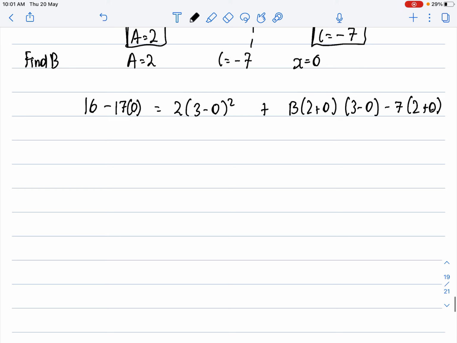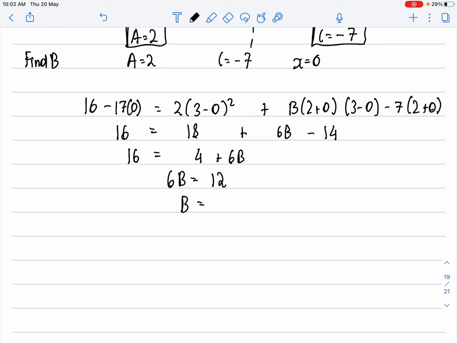So now I can write this as 16 equals 2 into 3 square, which is 2 into 9, which gives me a value as 18, plus 2 into 3 is 6. So I get 6B minus 7 into 2, which is 14. So I get this as 16 equals 18 minus 14, which is 4, plus 6B. So I get this as 6B equals 16 minus 4, which is 12, and my B is equal to 2.